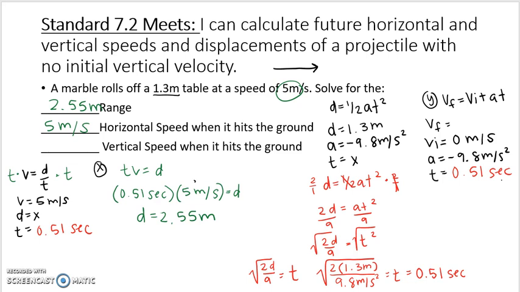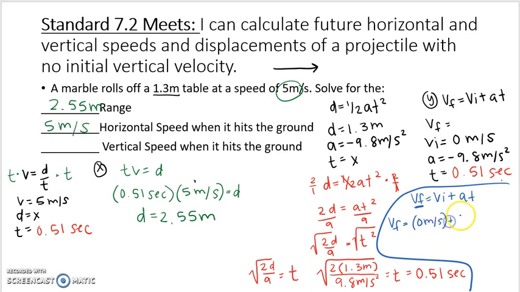The last thing that I'm solving for is my speed when it hits the ground vertically. That means I need to go back over to my y side. I'm going to section off a little bit of space here so that I can solve for it and not make it blend with my other work. If I use the equation VF equals VI plus AT, I'm ultimately solving for VF here. So VF is equal to my initial speed of 0 meters per second plus negative 9.8 meters per second squared times 0.51 seconds.